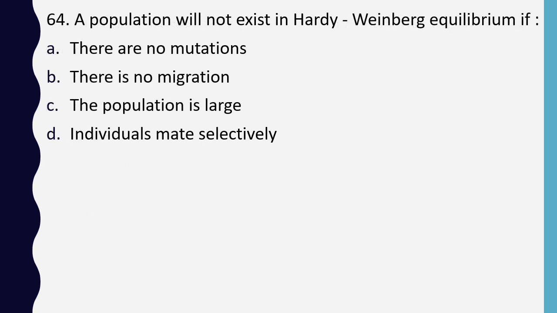Question number 64. A population will not exist in a Hardy-Weinberg equilibrium if there is no mutation, there is no migration, the population is large, or individuals mate selectively. The correct answer is option D. If the individuals mate selectively, the population will not exist in Hardy-Weinberg equilibrium.